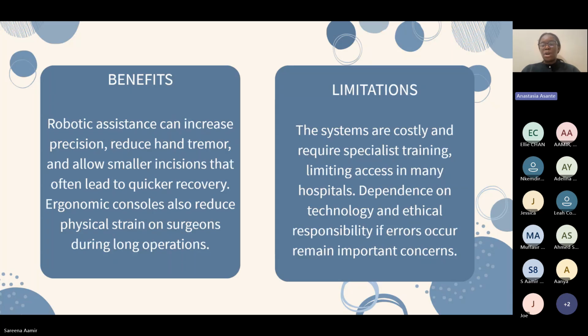If errors were to occur, it could pose really important concerns. So these technologies aren't as ethical as they could be at the moment, and these are very important issues that need to be taken into account when using these robots.